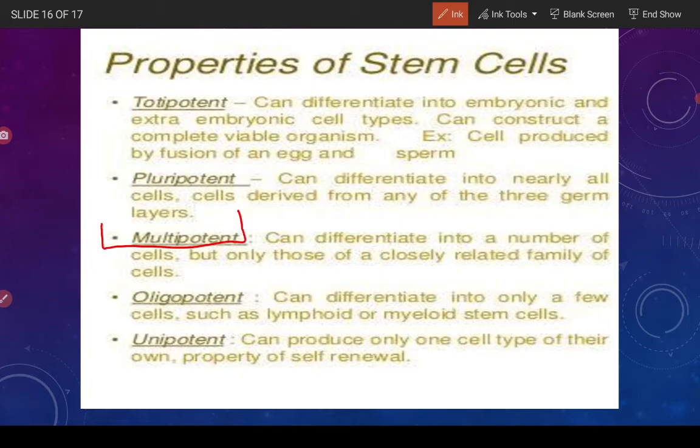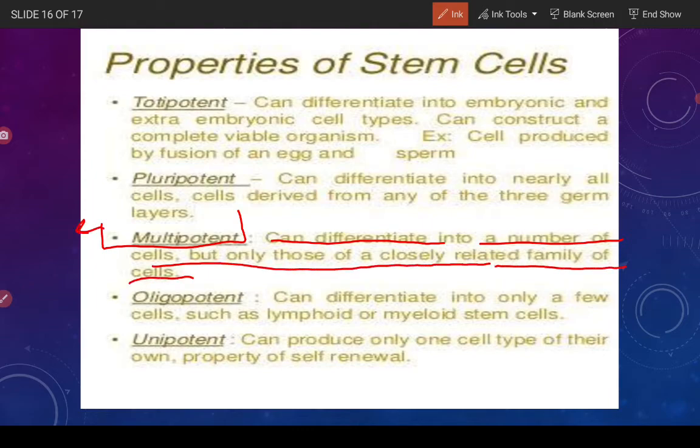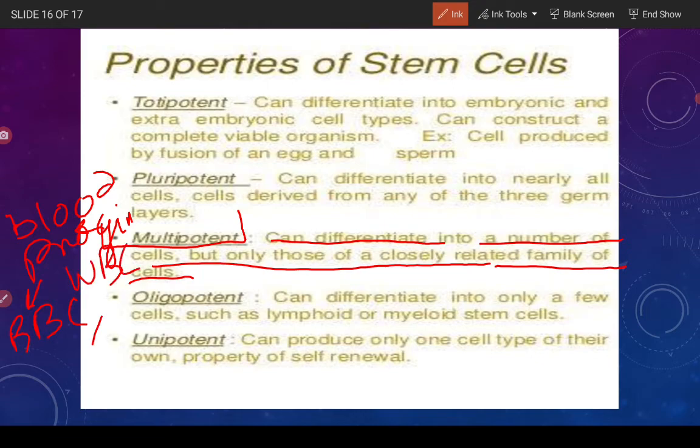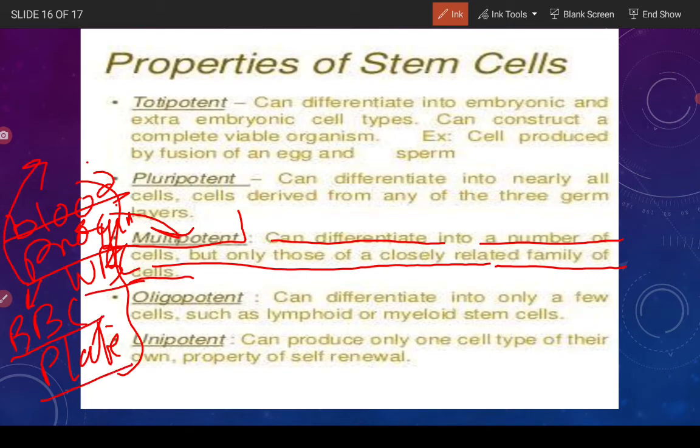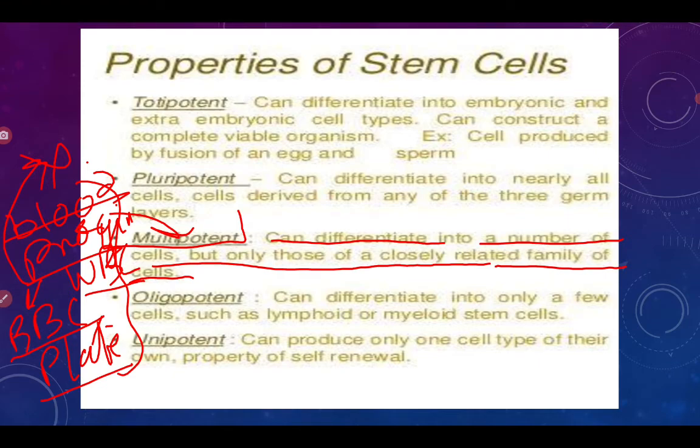Now multipotent stem cells can differentiate into a number of cells, but only those of a closely related family of cells. For example, blood progenitor cells, which could give rise to RBCs, WBCs, platelets, etc. So these are multipotent stem cells. They could only form a group of cells. Like the blood progenitor cell is a multipotent stem cell. It can only form RBCs, platelets, and WBCs. It could not go on and form muscles, right? So these are multipotent stem cells.